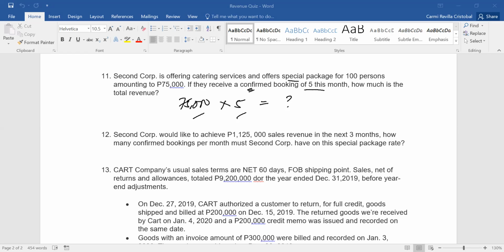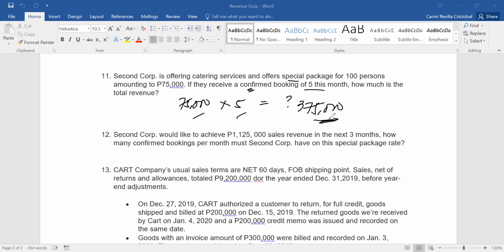Okay? How much? Anyone? Alright, so it's 375,000 pesos. Yan yung total revenue niya for the month.